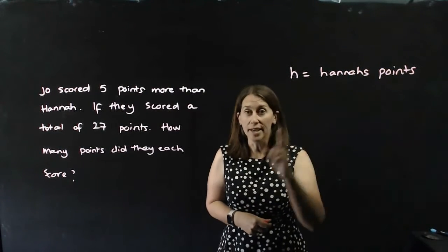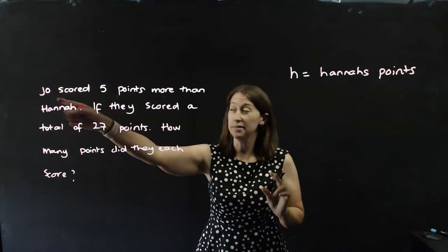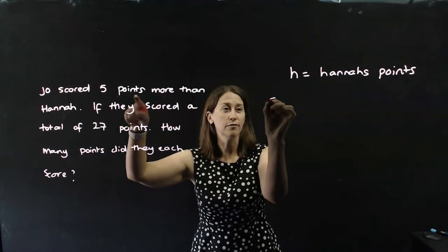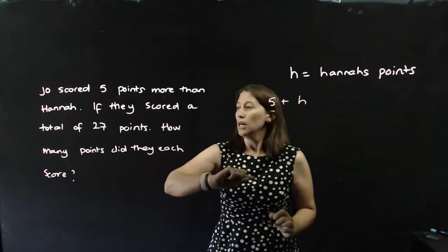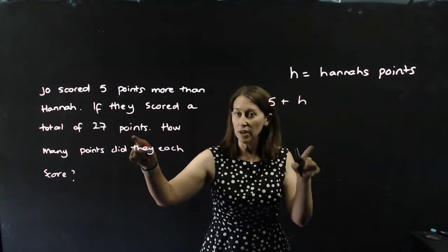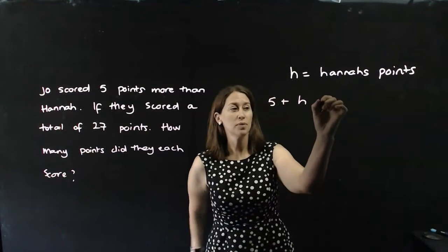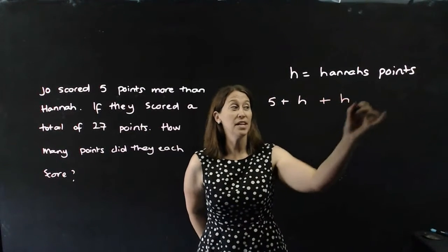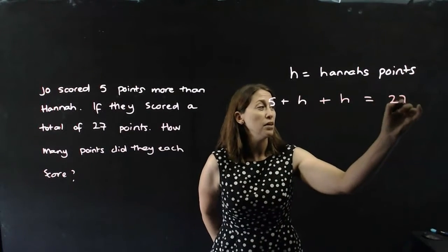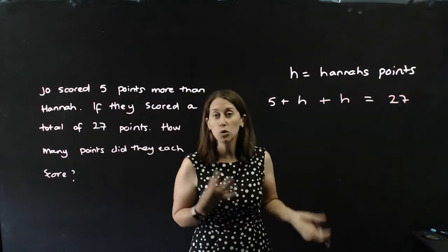Now, more than is in there. So more than means plus. So let's set this first sentence up. Joe scored 5 more points than Hannah. So therefore, what Joe gets is 5 plus H. Now, if they scored a total of 27 points altogether, so that means Joe plus Hannah. Well, this is Joe's score, so we need to add Hannah's score to it and then have a total. The total usually is represented by the equal sign, 27. And what I've managed to do is transform this into an equation. Now I can follow through my rules and solve it.